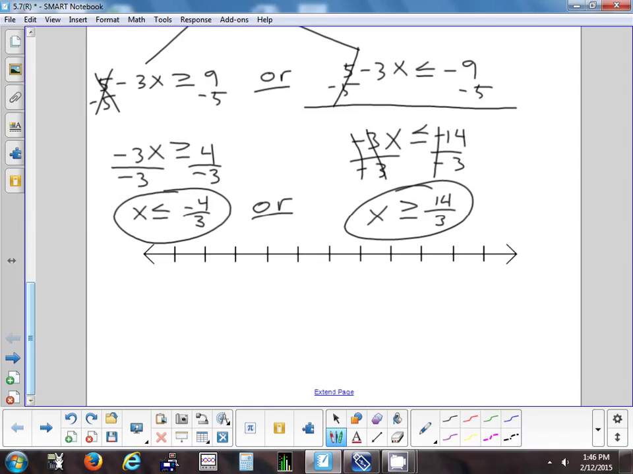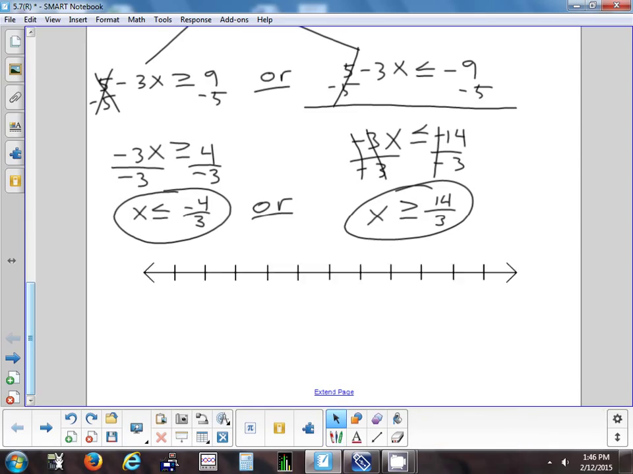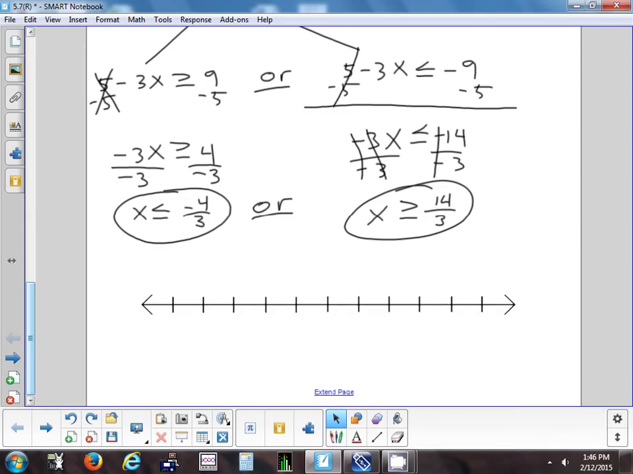Okay, so that's the hard part. Now the easy part is we're going to graph it. Okay, let me make my number line. Did you guys have the number line on your paper? Yep. Okay, so just fill in.